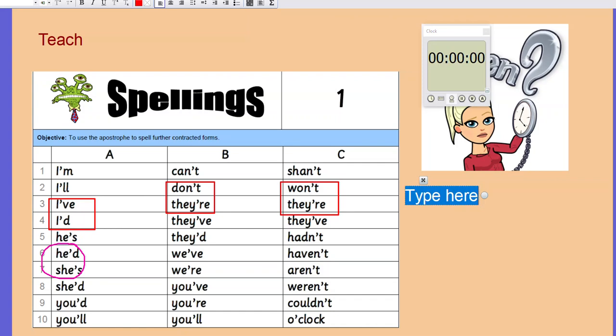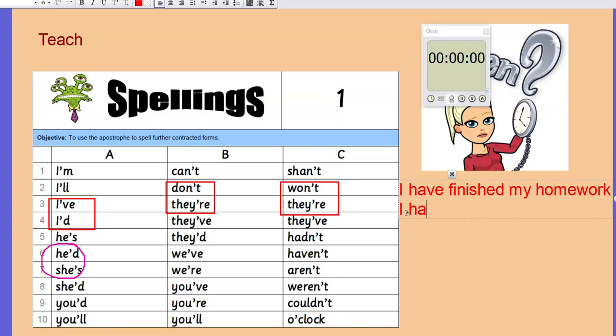Excellent. Okay, so let's start with number 3 and 4 over here. The contracted form is I've, the expanded form is I have. I have finished my homework. So if you've written I have, well done to you. That's the first expanded form. And the second one is I had.